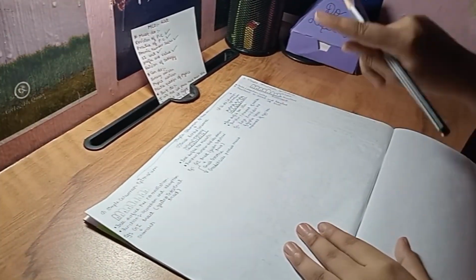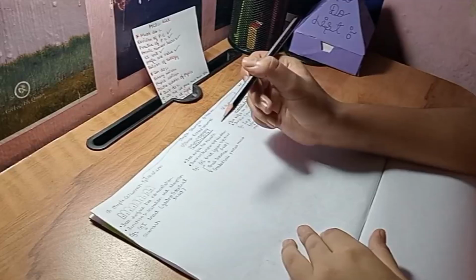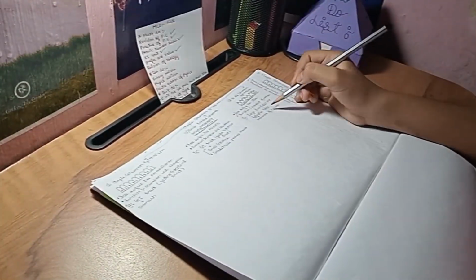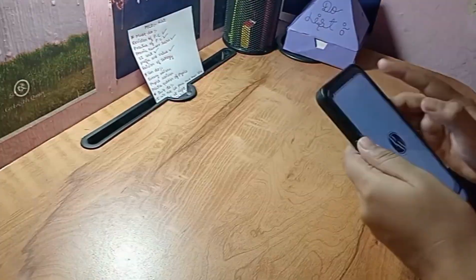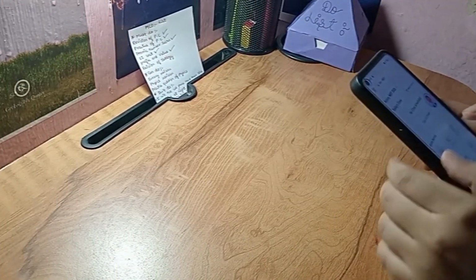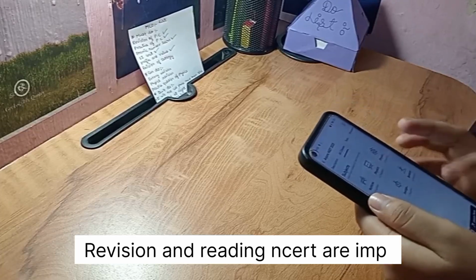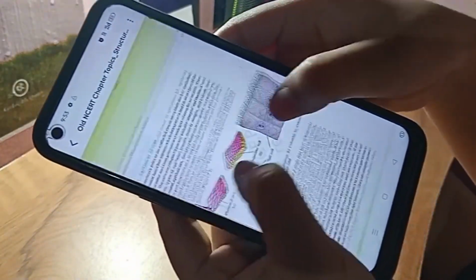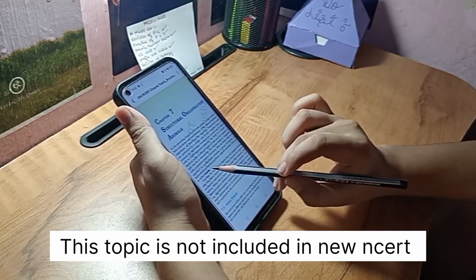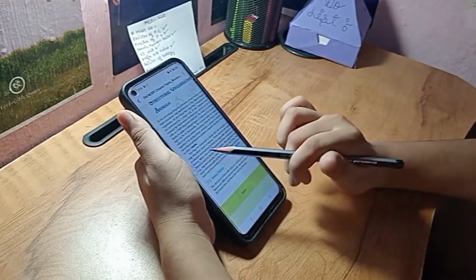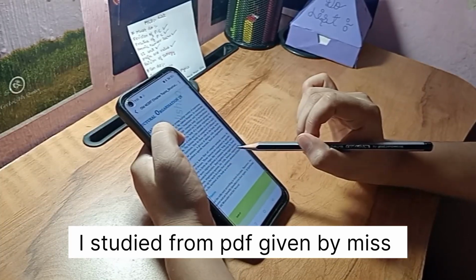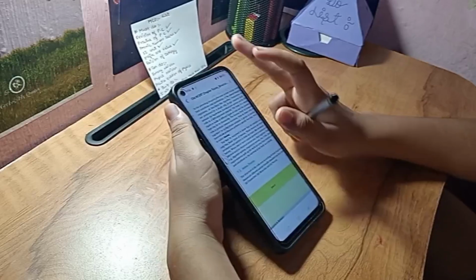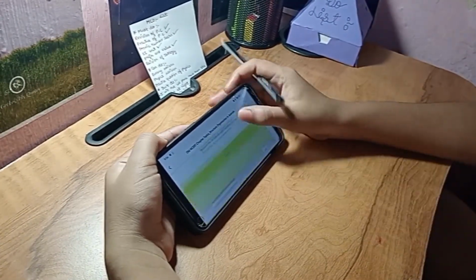If you are also watching the online lectures of Physics Wallah, you know what I am talking about. So after revising this, for zoology I started reading the NCERT book. And guys, this topic is not included in the new NCERT, but there is already a PDF which I have given in the Physics Wallah app. So I was revising it from there. This is the topic which isn't included in the new NCERT.